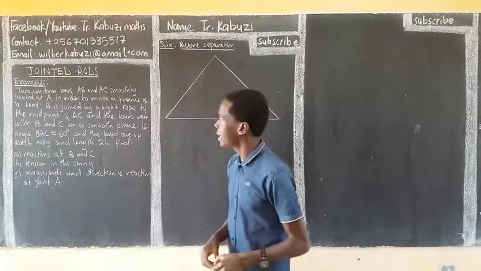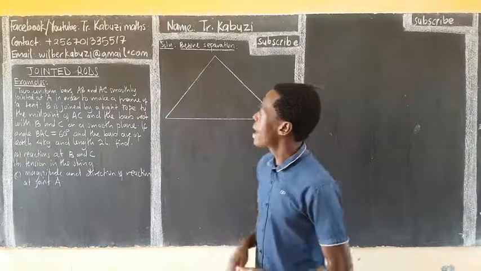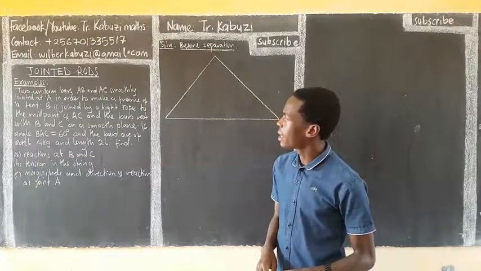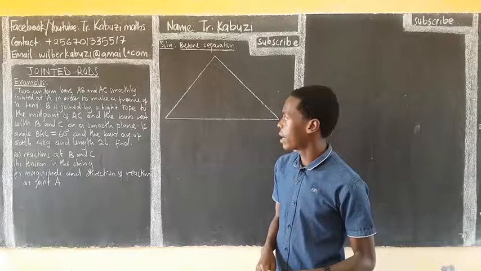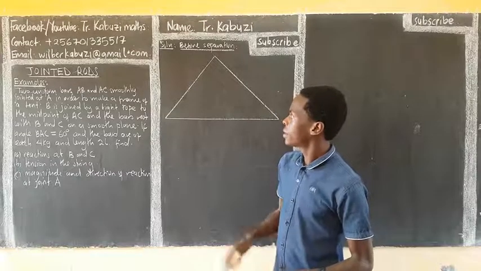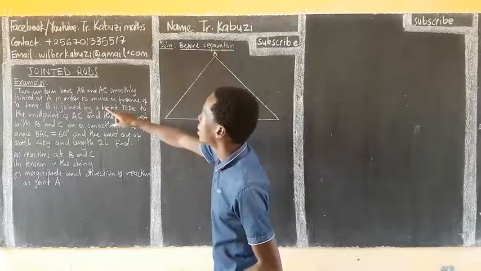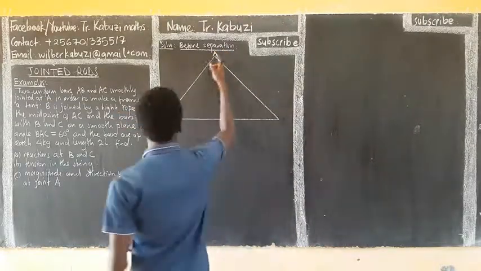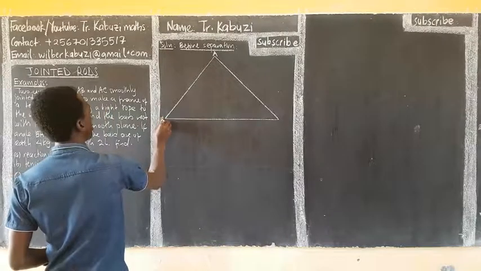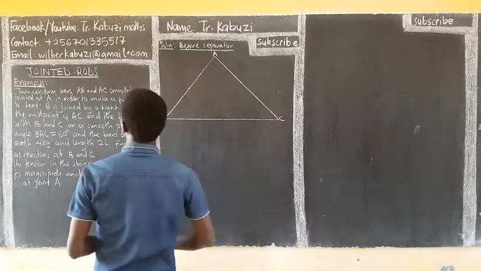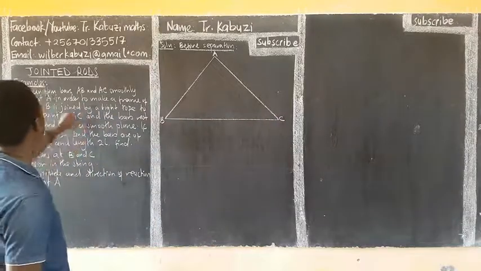Okay, let us see this example. So, two bars AB and AC are smoothly jointed at A in order to make a frame of a tent. So, they are jointed at A. So, this is A. So, the bars are AB, and then AC, to make a frame of a tent.